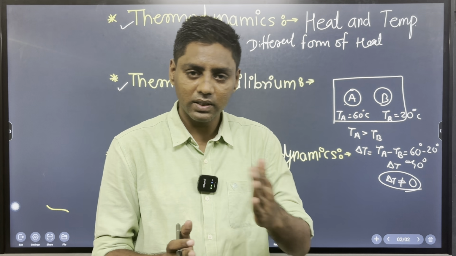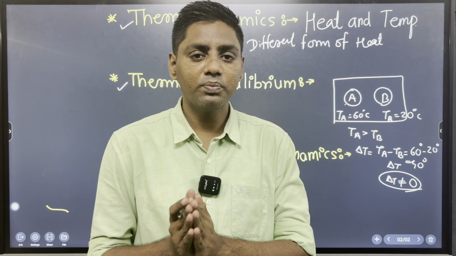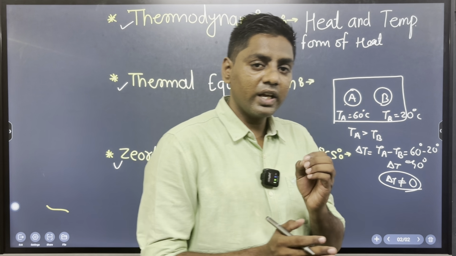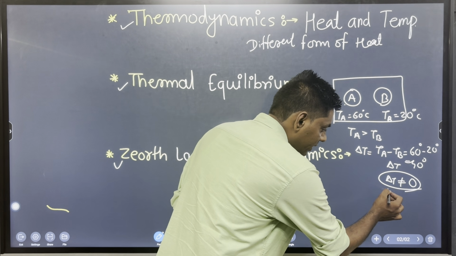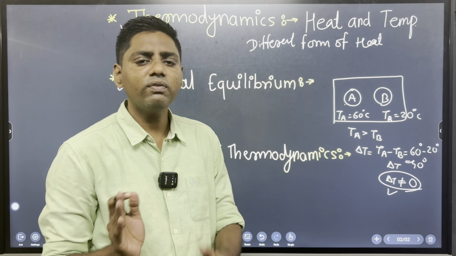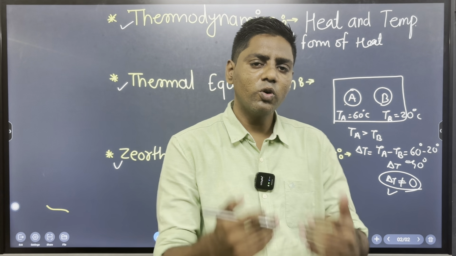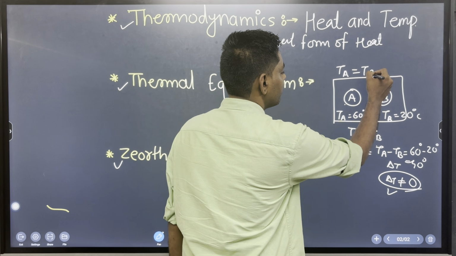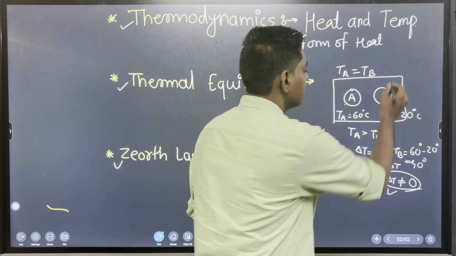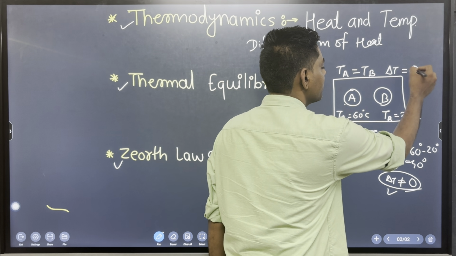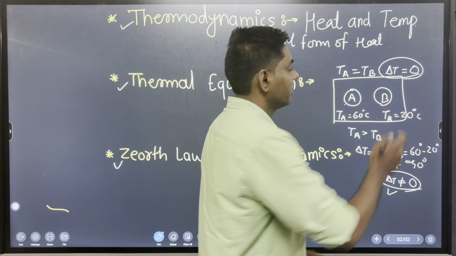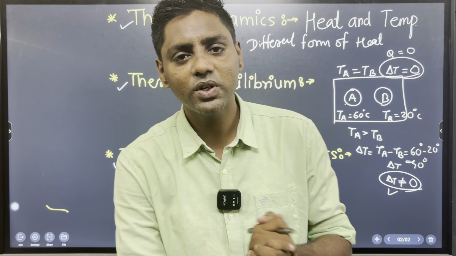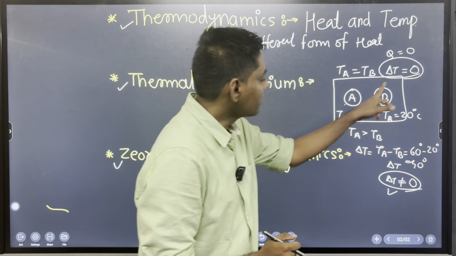Heat is lost by object A and gained by object B. Up to what point? This is the interesting observation. Heat transfer takes place only when delta T is not equal to 0. After some time, if the temperature of object A becomes equal to the temperature of object B, what happens? The difference between the temperatures of both becomes 0. So when delta T is 0, no heat transfer takes place between object A and object B. Why is it 0? Because delta T is 0.